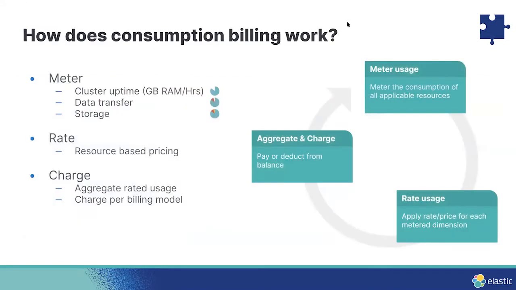Now let's look at how consumption billing works in a little bit more detail. Broadly, it's divided into three parts. First of all, you've got to meter the usage of your application. In the specific case of Elastic, the majority of the metered usage is going to be the instance uptime or the cluster uptime, in terms of how many gigabytes of RAM per unit of time have been consumed, which is kind of like how you buy compute in general.